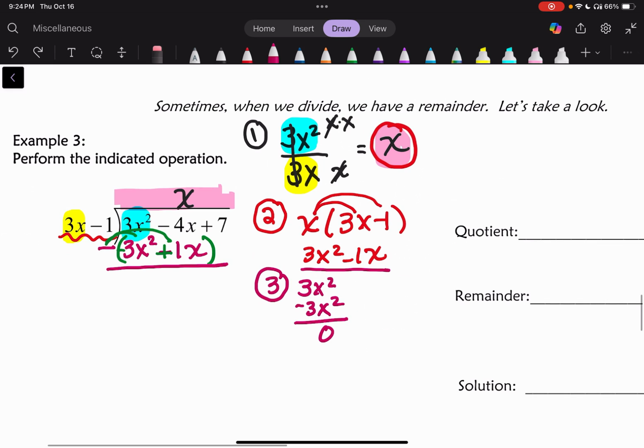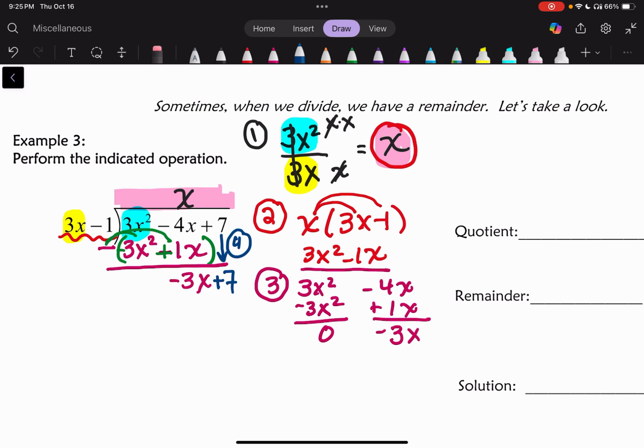So I have this negative 4x plus 1x. Well, that is going to give me a negative 3x. So that's going to be negative 3x. Well, now I am on step 4, and step 4 tells me I need to bring the next term down. So plus 7. Just the next term, right? We don't want to bring down a bunch of other terms. I know there isn't any, but if there was. That was step 4, to bring down.